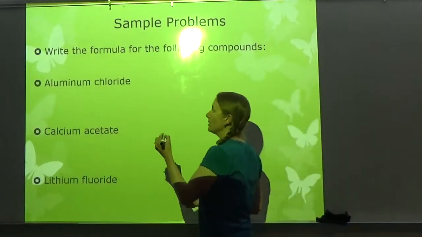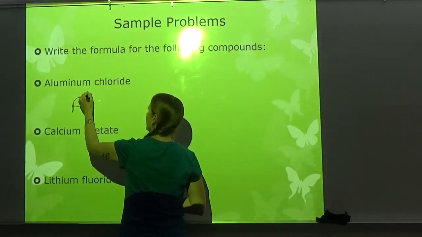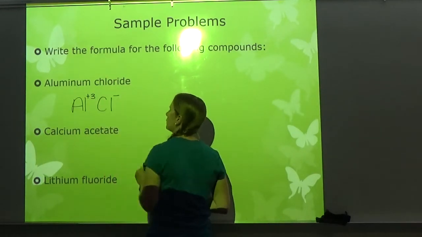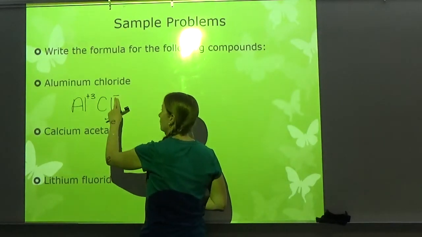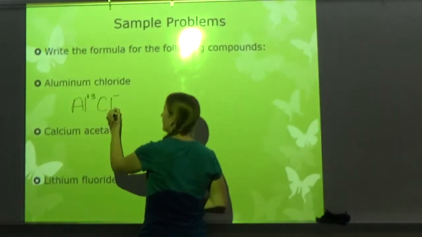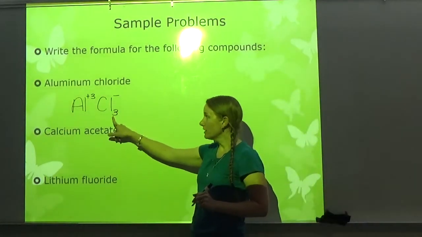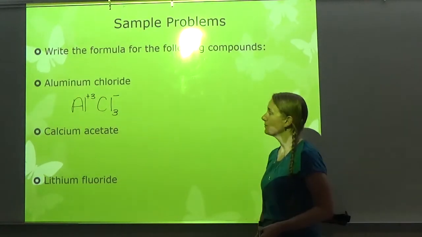So it says aluminum chloride. So aluminum is Al. It's in group 13, so it has a +3 charge. Chloride is Cl. It's in group 17, so it has a -1 charge. Since +3 and -1 don't cancel, I need to cross my 3 down. And so remember, when I'm checking these answers, I'm checking for the subscripts. You can leave the charges if you want, but you don't really need them there.